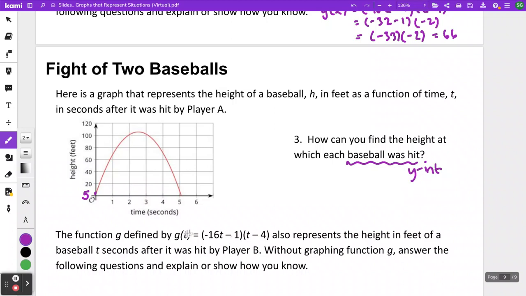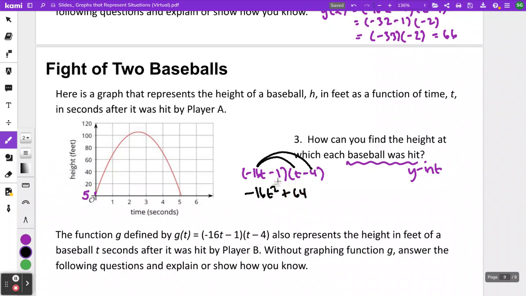Now, if I want the y-intercept for this equation, what am I going to need to do? Well, we said earlier, this equation is in factored form, which was super helpful for finding our x-intercepts. But if I want to know the y-intercept, what am I going to have to do with this equation? I have to change it to standard form. And so to do that, we are going to multiply this out. I'm going to go ahead and start by distributing negative 16t to t. That's negative 16t squared. Negative 16 times negative 4 gives me a positive 64.